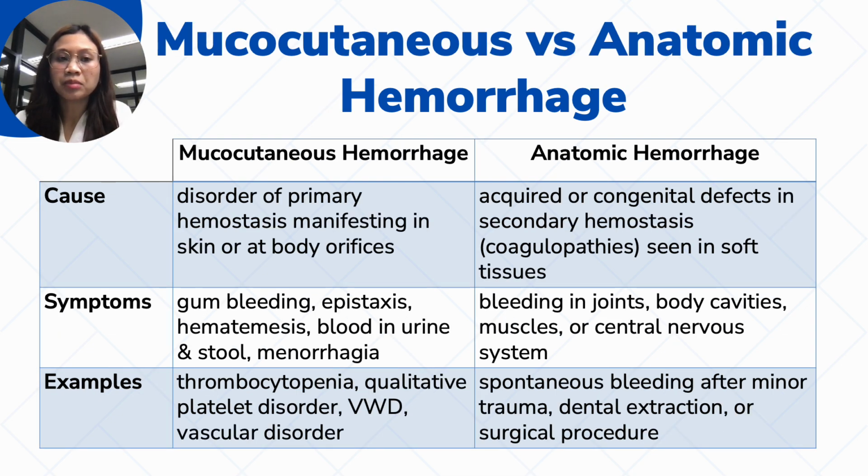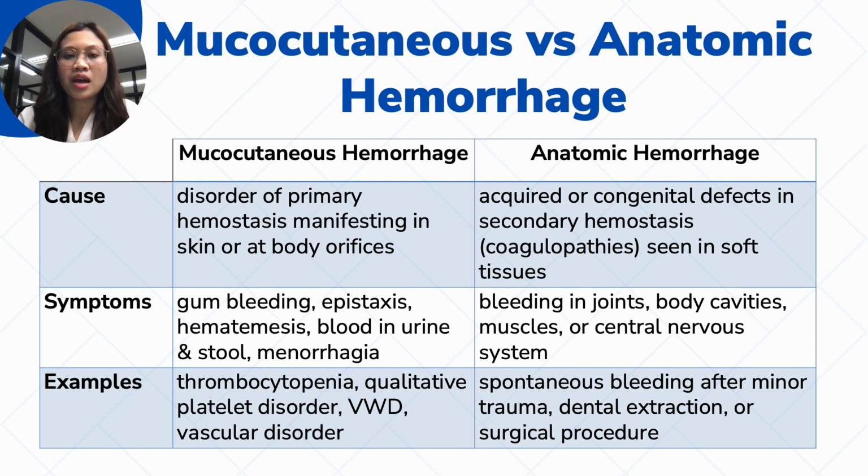Oftentimes, a generalized bleed or hemorrhage may either be seen mucocutaneously or anatomically. A mucocutaneous bleed is one that is typically seen in the patient's skin or at body orifices. This type of bleed is observed when the patient has issues with the primary hemostasis. Take note, the primary hemostasis. The typical examples of mucocutaneous bleed are gum bleeding, nosebleed or epistaxis, hematemesis, hematuria or blood in the urine, melena or blood in stool, and menorrhagia. All these are seen in conditions involving the primary hemostasis defects.